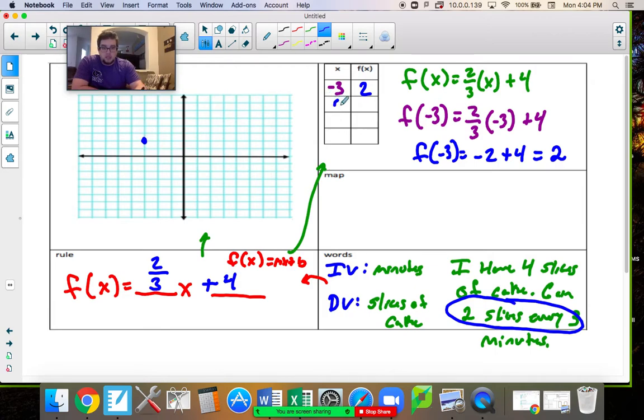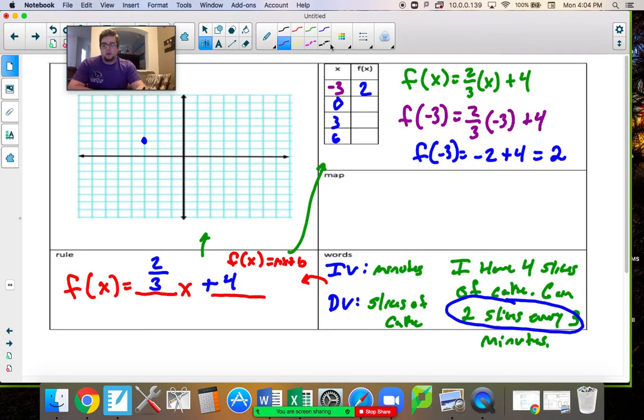And we could plug in 0, we could plug in 3, we could plug in 6, 9, 12, whatever we want to plug into. We can plug in other numbers that aren't divisible by 3, but we will be dealing with decimals and fractions at that point. We don't really want to do that, so that's why we're picking numbers divisible by 3.